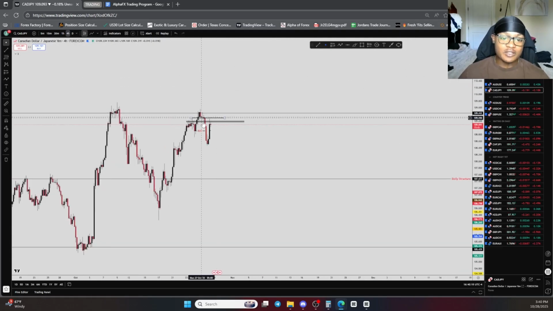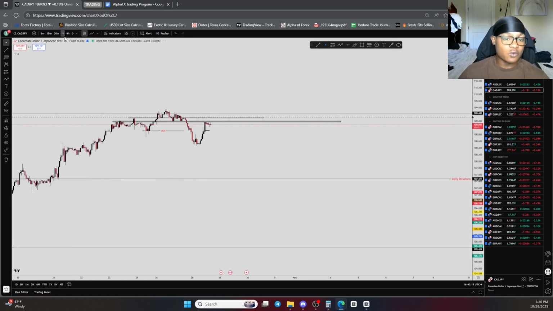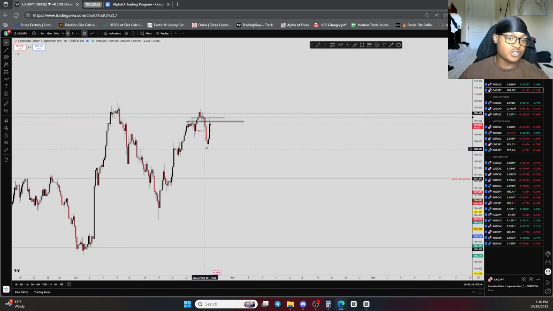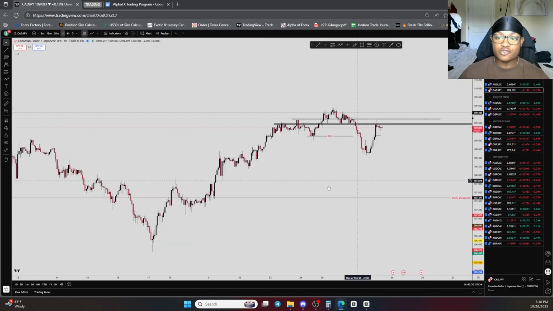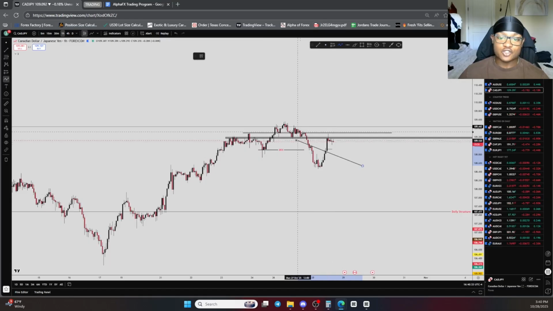So now, knowing that the 4-hour has recently performed the breakout around here, we can see that the 1-hour is doing the exact same thing. Not only is the 4-hour performing the break of structure, but we are now performing a retracement. Where to? Going back towards the 1-hour time frame, we can see clear as day that we are retracing back towards our recent break of structure on the 1-hour.